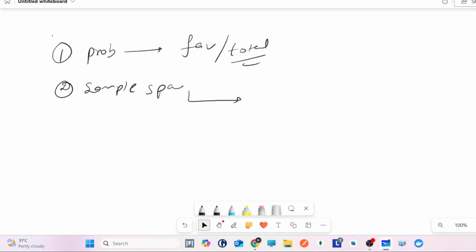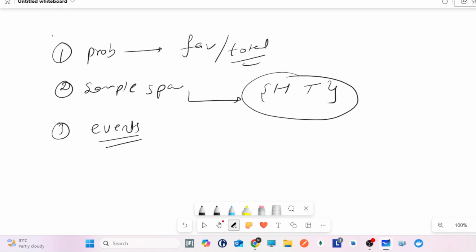For example, if we toss a coin, what is the possible number of outcomes? We may get head or tail. So head and tail is our sample space, right? And the third concept that we discussed is events. So what is the event? In this sample space, if I ask what is the probability of getting head, that is nothing but 1 by 2. So the event is getting head while tossing a coin, right? That is what is known as an event.